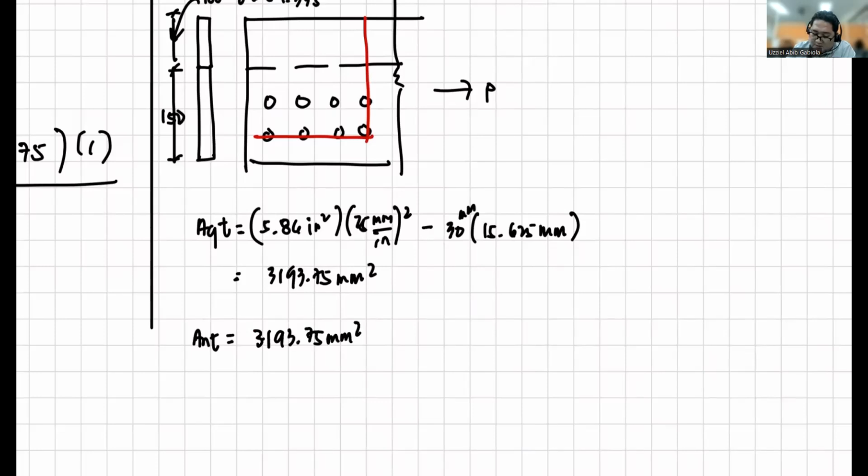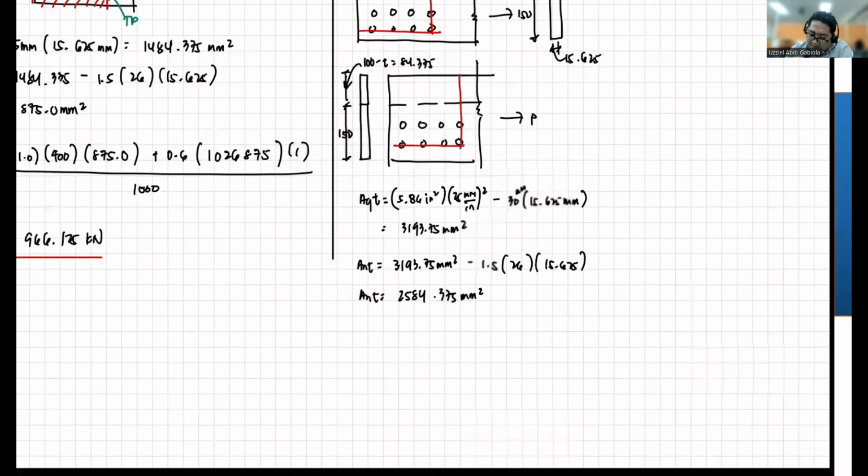And then yung ANT natin will be equal sa AGT na 3193.75 mm squared minus yung half dito and then whole dito, so 1.5. 1.5 diameter ng bolt o yung effective diameter times yung 15.625. So ANT is equals to 1.5 times 26 times 15.625. So 2584.375. Okay? So yan yung value natin.